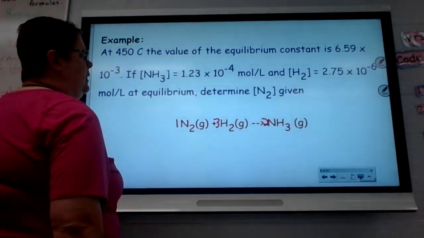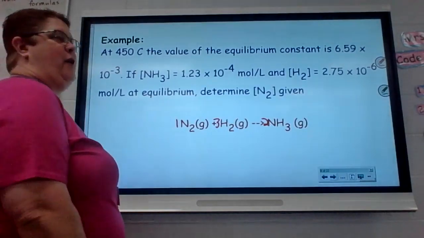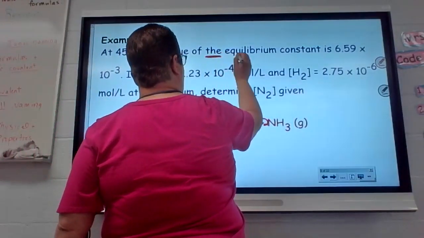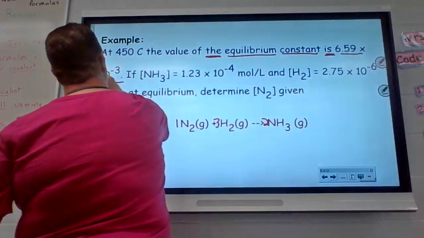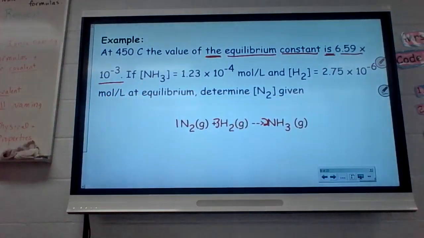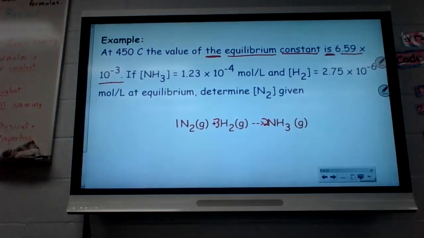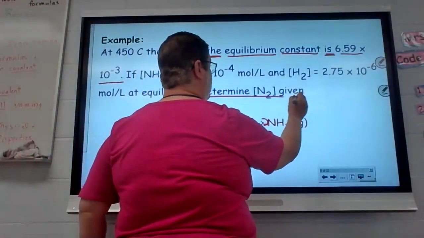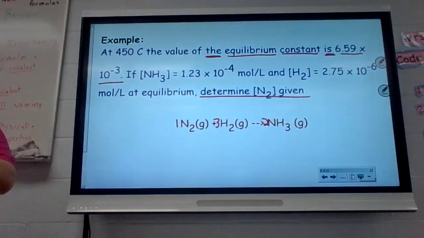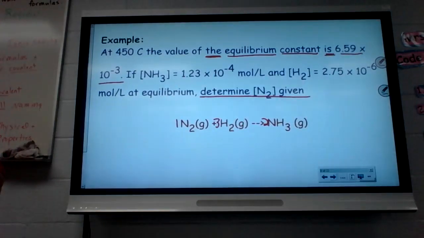The thing that makes this one different is that the equilibrium constant is this number. I have given you the K. So we're working backwards. We're solving for N2. We still have to write K. I'm just telling you how the problem is different.